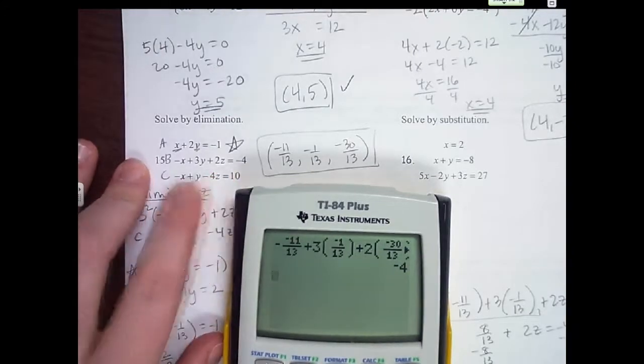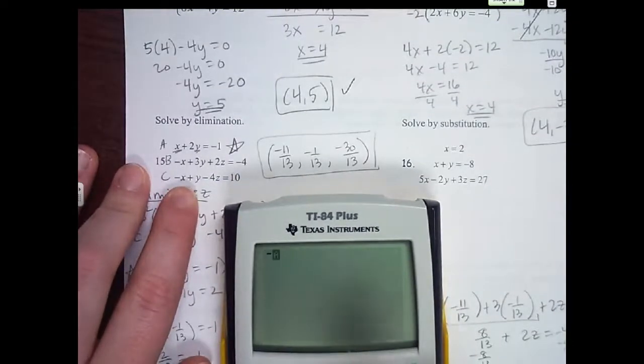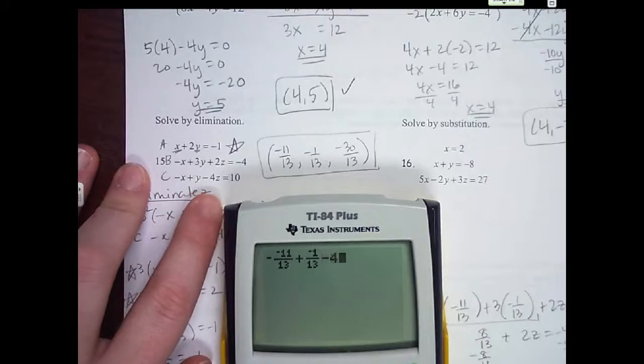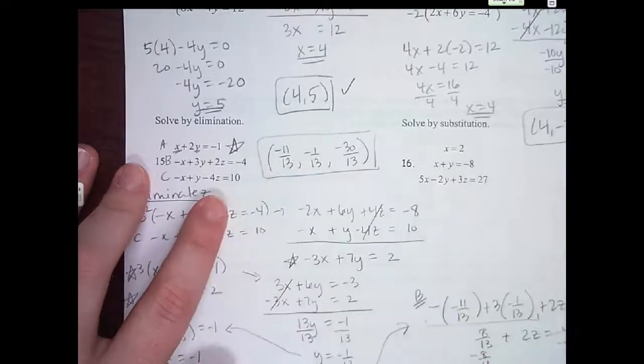Now we have to check all three because sometimes the third one doesn't work. So negative x, which is a negative 11 over 13, plus the y, negative 1 over 13, minus 4 times negative 30 over 13. Whew, and I got 10. Okay, so that does work. It's just really, really ugly.